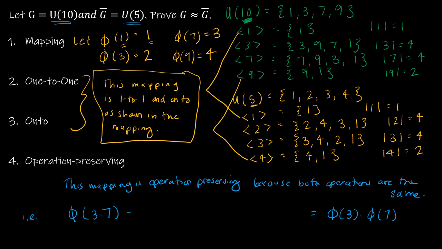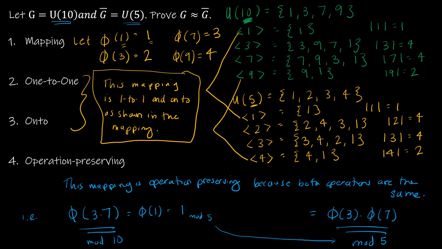So let's just see what happens. Remember that this is mod 10 and that this is mod 5, because obviously that will be important. So 3 times 7 is 21. 21 mod 10 is 1. And so I have phi of 1. Phi of 1 is 1. So I need to show that 1 mod 5 is going to be the same as 3 times 7. So what is 1 mod 5?